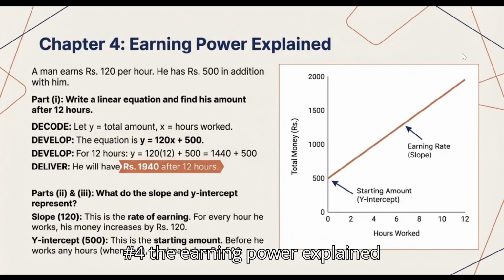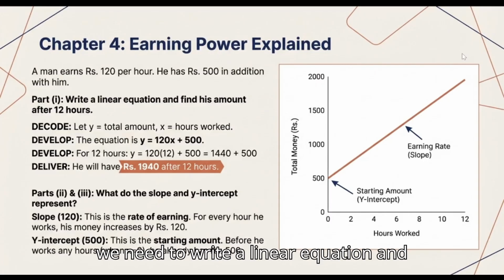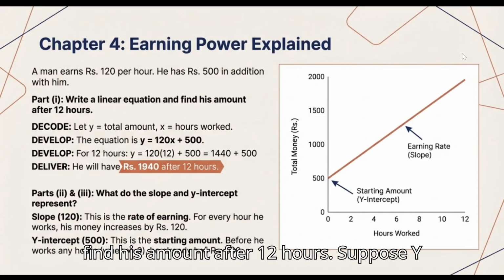The earning power explained. A man earns 120 rupees per hour. He has 500 rupees in addition with him. For the first part, we need to write a linear equation and find his amount after 12 hours.